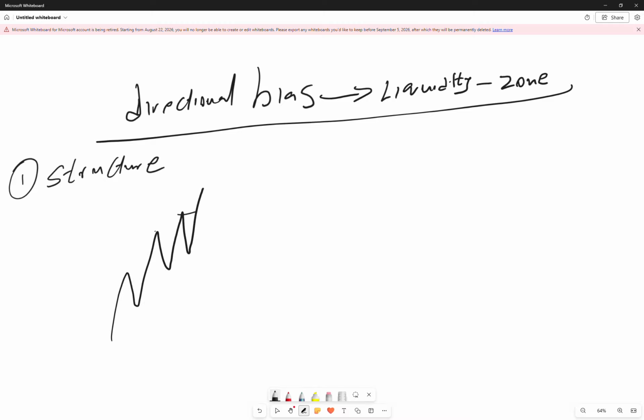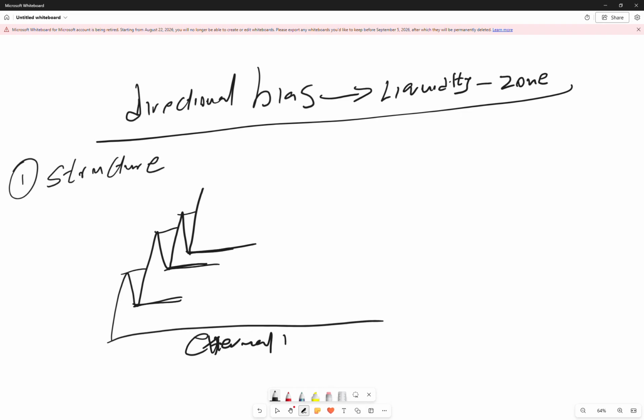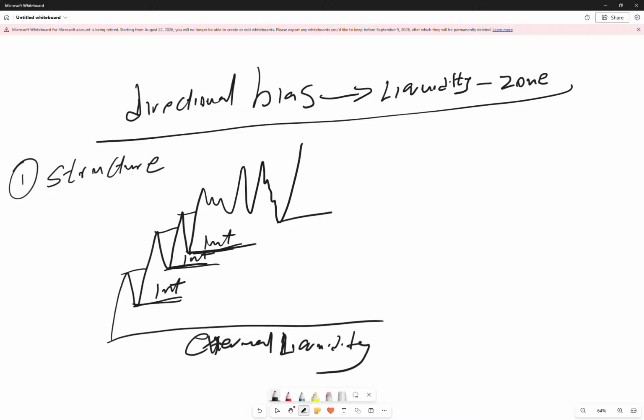All these are what? An area of liquidity. They are called internal liquidity. This is external liquidity, here. All these are internal. Then until price reacts to what? To either a breaker or a zone.